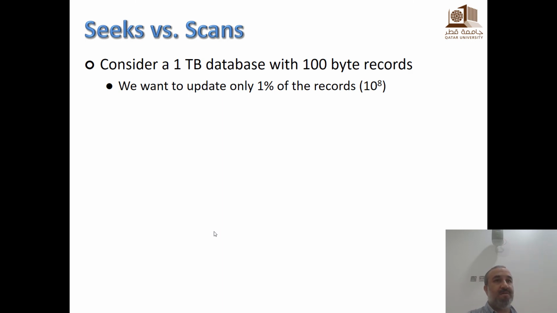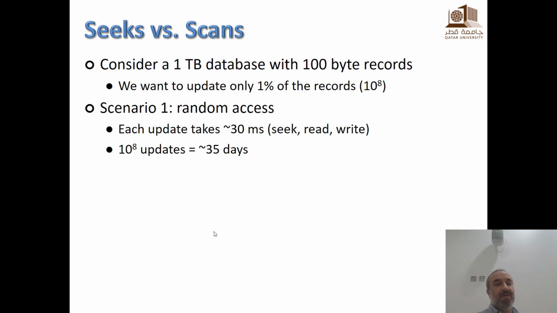Okay, with me so far? Fine. So that's what we want. Now let's assume two scenarios. The first one, we will do random access. This 1% is not guaranteed to be all in one chunk in the data, right? It can be anywhere in the data. So we'll have to bring each one and update it.